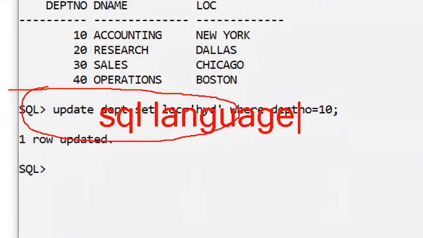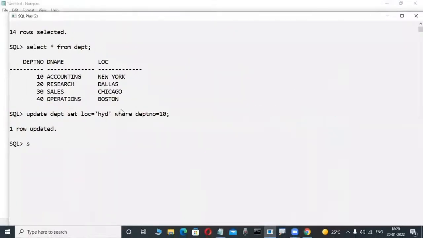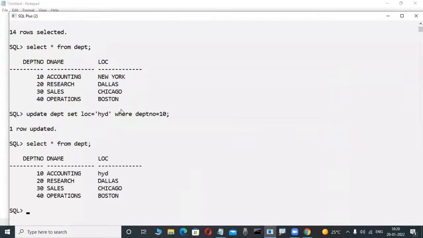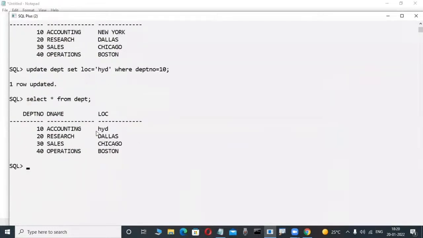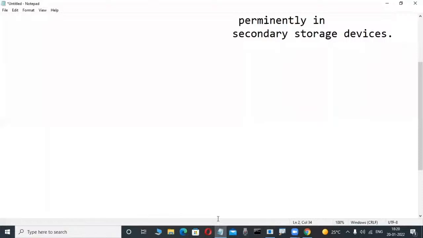Now, observe it here. Once we write this type of coding, this is called SQL language, then automatically it is affected in your database. Observe it here, your database. In the previous case, New York is there, but in this case Hyderabad is the location. Yes, that's why always observe it here.